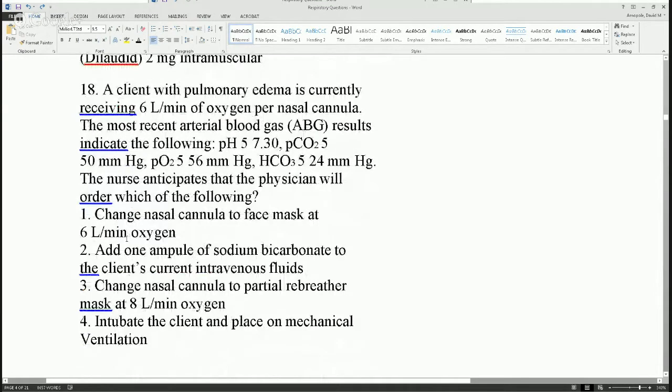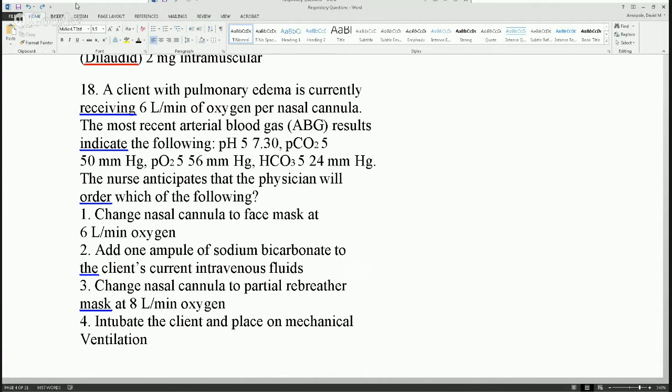All right, Jeff. Client with pulmonary edema is receiving 6 liters of oxygen per nasal cannula. The ABG results are as follows. The nurse anticipates the physician will order which of the following? Okay, 7.30, that's acid. CO2 is 50, that's acid. We're hypoxemic. Bicarb is normal, so this is fairly acute. You don't want to add bicarb because bicarb is normal. Change nasal cannula to partial rebreather at 8.